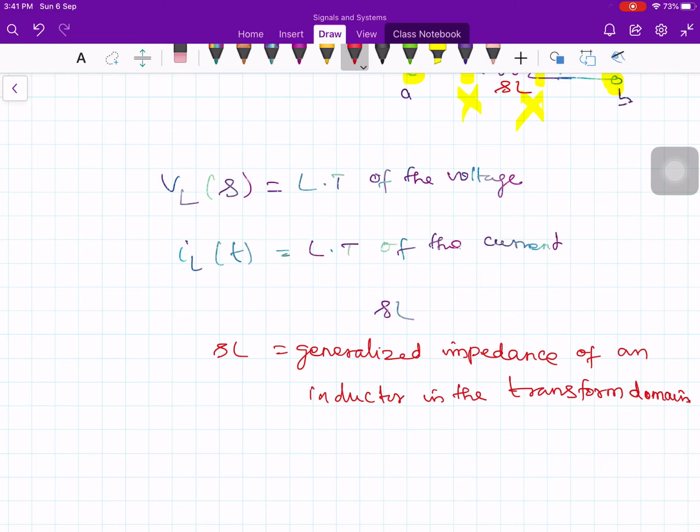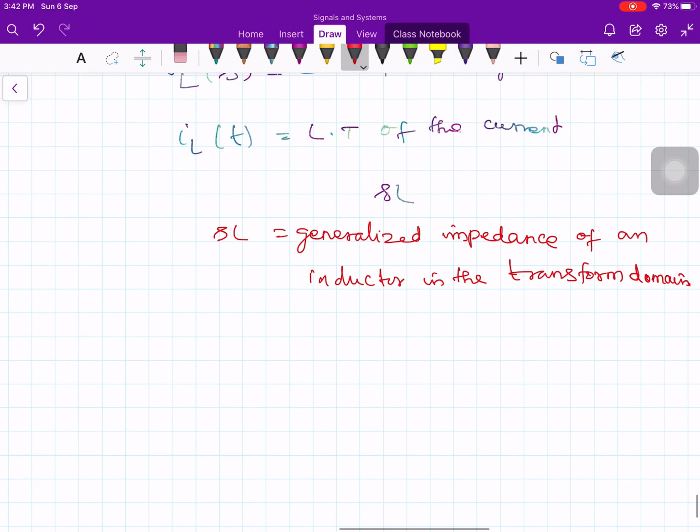In a similar fashion we can give similar representations for the capacitor also, with an initial charge on that. That we will postpone a little later. We will not do this now in great detail at this point of time. Just like we have a generalized impedance SL for an inductor, for a capacitor it turns out that the generalized impedance is 1 over SC.